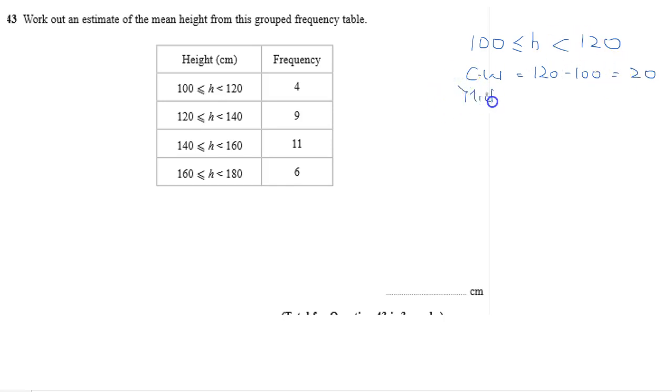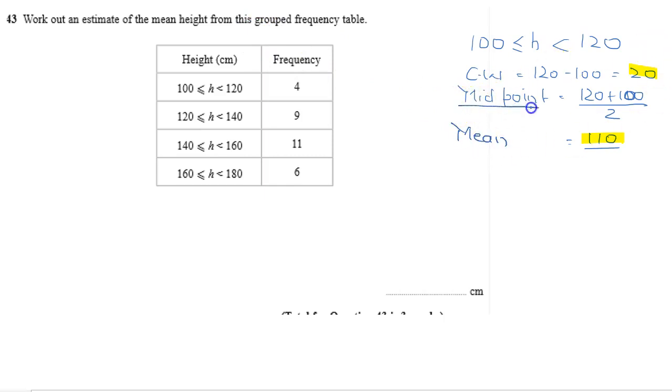Midpoint, that is 120 plus 100 over 2, so that is 110. Now which one are you going to use for the mean? We have these two things and we have to calculate.